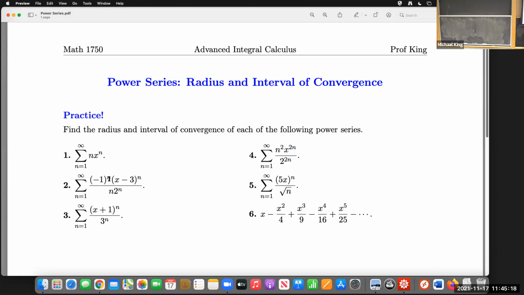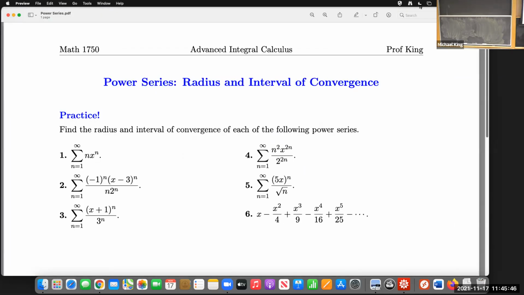Remember, the idea is that a power series is an infinite series that has a variable in it, and you want to find the values of x for which the series converges. The best way to do that is to use the ratio test, because we're always going to have an exponential function in here. The ratio test is good because we always have some sort of variable to the nth power.